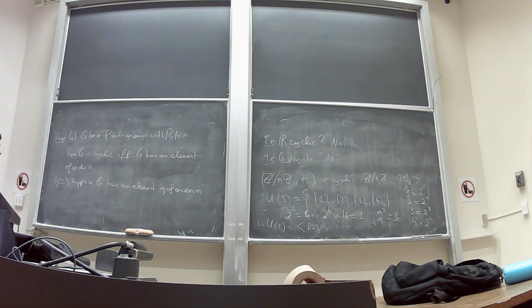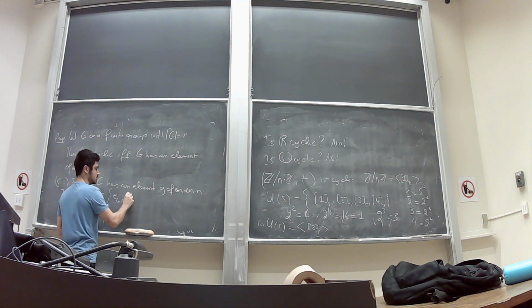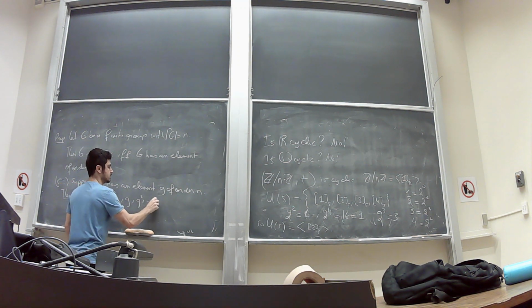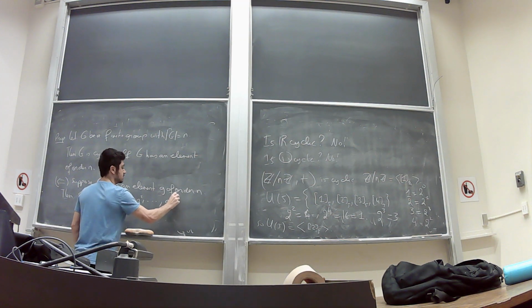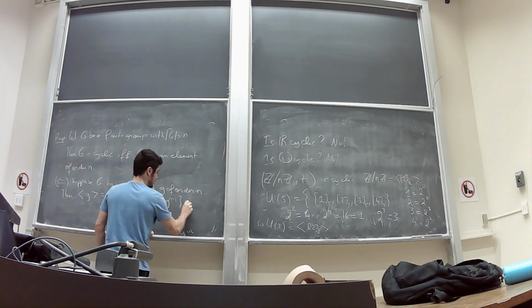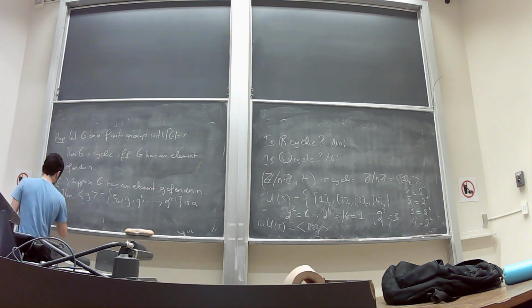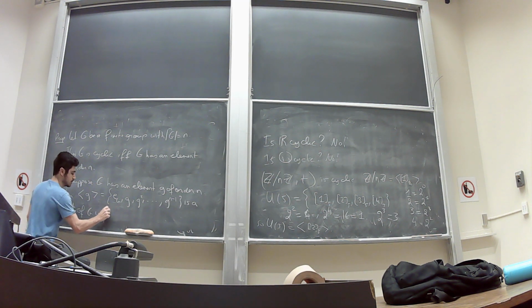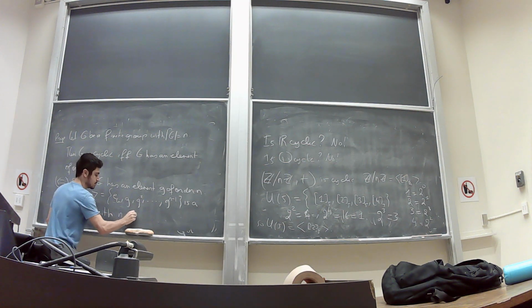Suppose you have an element g of order n. Then the subgroup generated by g, e.g. g, g squared, up to g to the n minus 1, is a subset of G. I mean, it's a subgroup, but here really it's a subset of G with n elements.